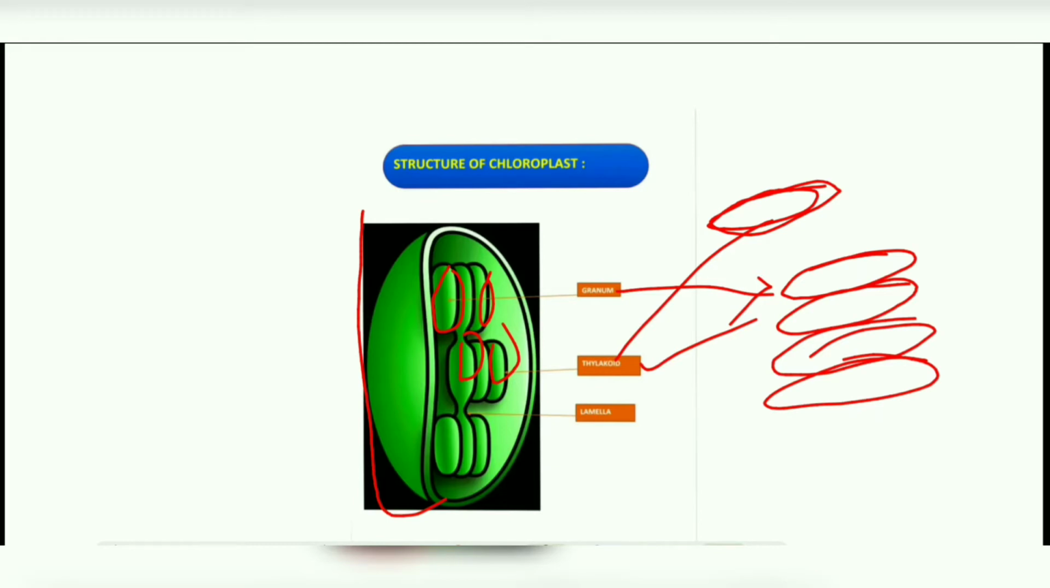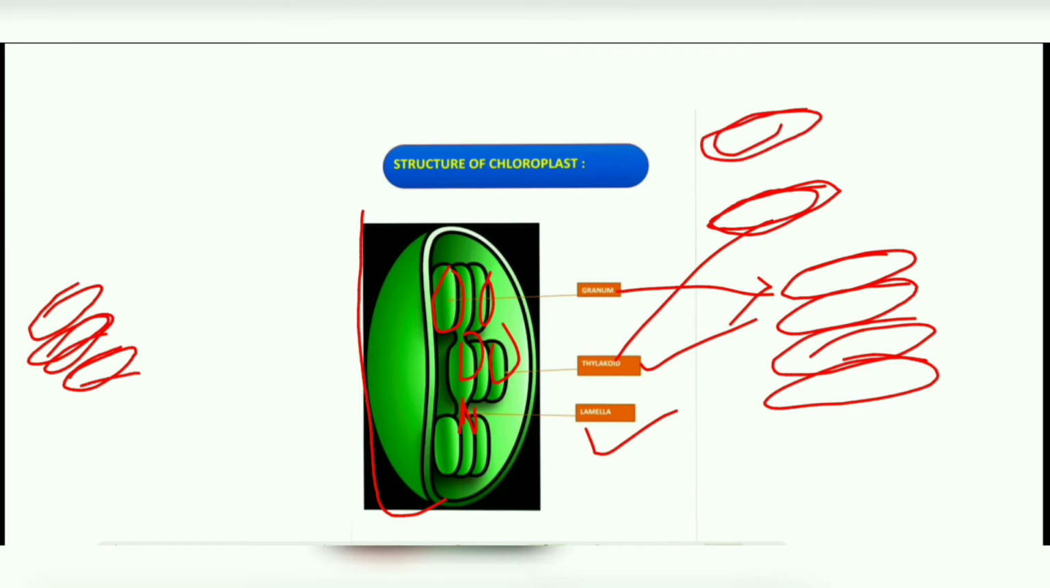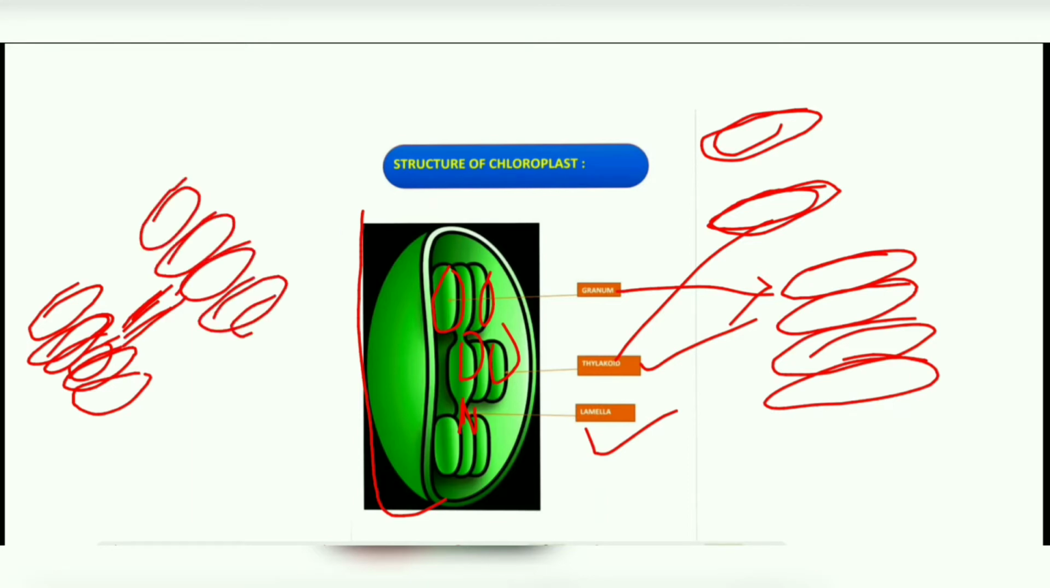And these grana are connected by a particular path that is called the lamella. Here, these coin-like structures are called the thylakoids. Then one granum is connected to another granum, and the particular path connecting them is called the lamella. That is called the lamella.